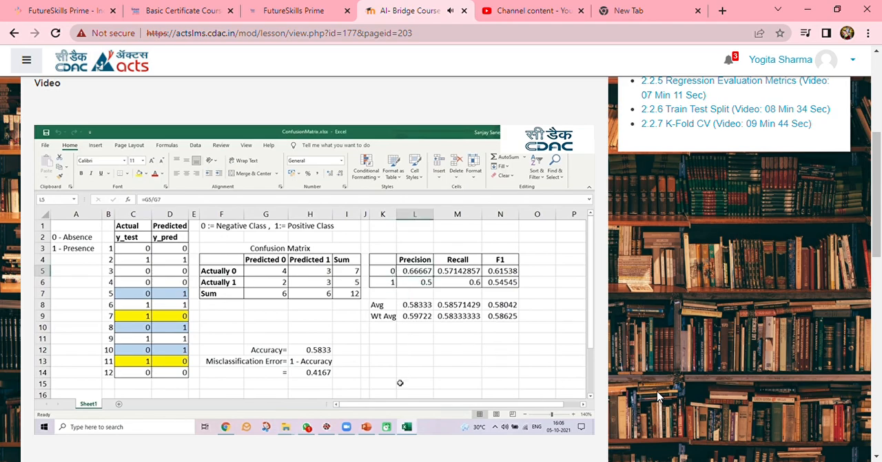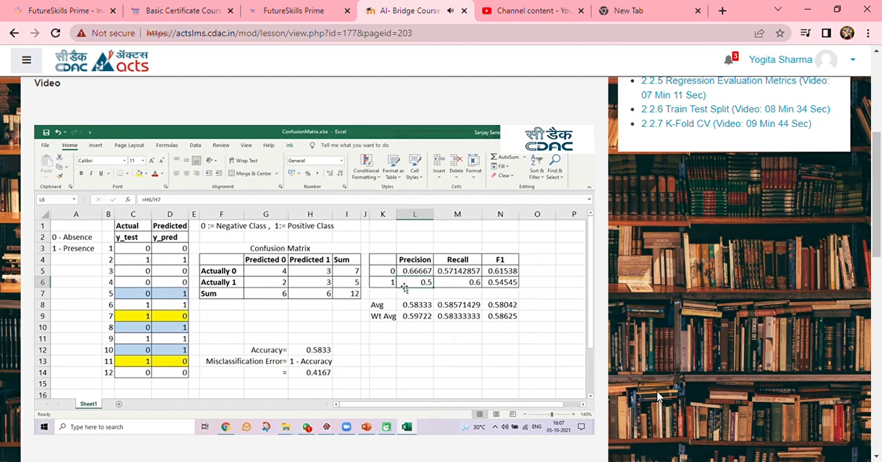Let's talk about precision. Now, what is precision? The precision over here has been calculated as the true negatives divided by the total number of predicted negatives. It means, among all the predicted negatives, how many of them were really negative? Among the predicted negatives, there were 6. Among these 6 negatives, the actually correct negatives were 4. Hence our precision for 0 will be 4 upon 6.